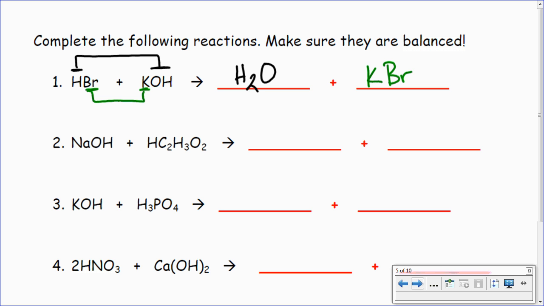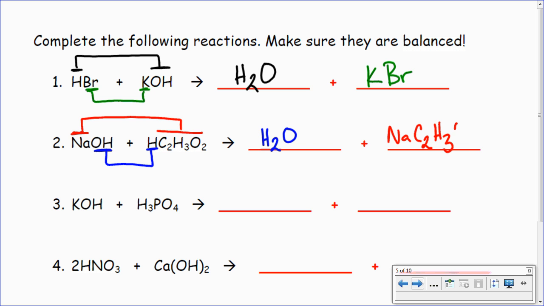Let's look at the next one. OH. That goes with an H. So that'll make H2O. And then the other stuff comes together. Na with the C2H3O2. That's the acetate. So Na C2H3O2. Sodium acetate. That would be the salt that was produced.